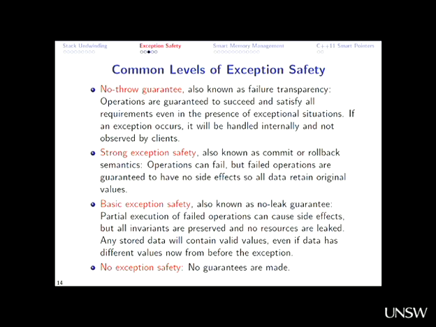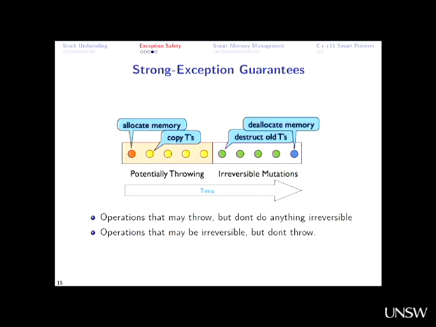Half the data got modified, but it's still valid data. Probably not the data you want, but it's still valid data. It's not corrupt. And then there's the idea of no exception safety, where no guarantees are made about the data before or after this function is called. As you can probably imagine, correctly doing a no-throw guarantee and strong exception safety is going to take a lot of time.